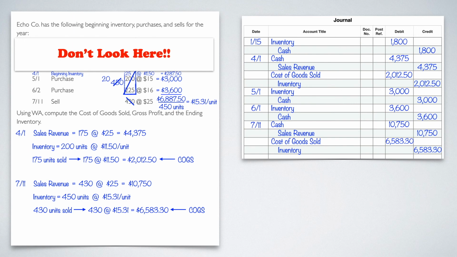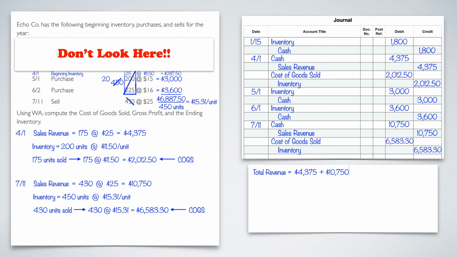So, all right, now I'm ready to get into figuring out those things that they asked us to do: COGS, gross profit, and ending inventory. And again, I'm going to start with total revenue. Total revenue doesn't change. It's still going to be $15,125 for the same reason. It's the $4,375 plus the $10,750, the two line items in our journal entries that say sales revenue.